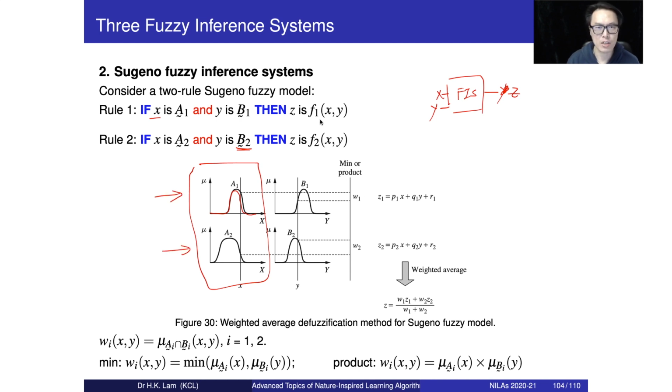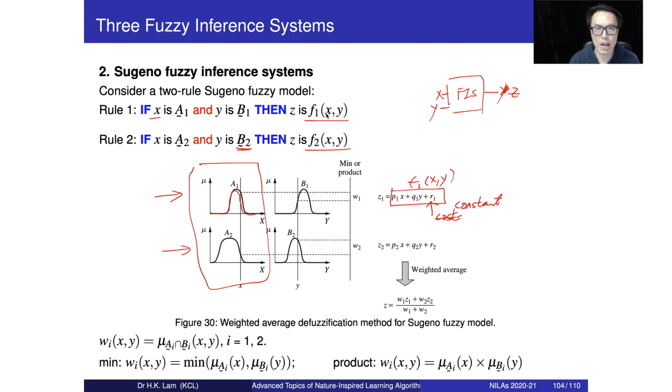Now notice that instead of using a membership function as in the Mamdani type fuzzy inference system, we are going to have a function. This is f1 in terms of x and y. This r1 is a constant. So we have to determine that. P1, Q1, R1 are constants.